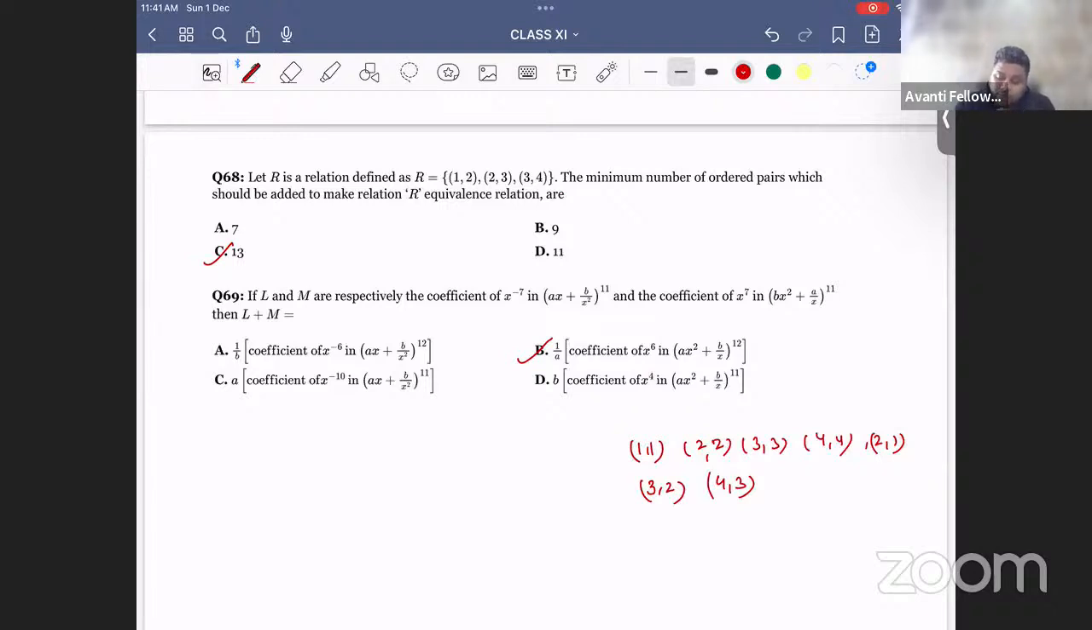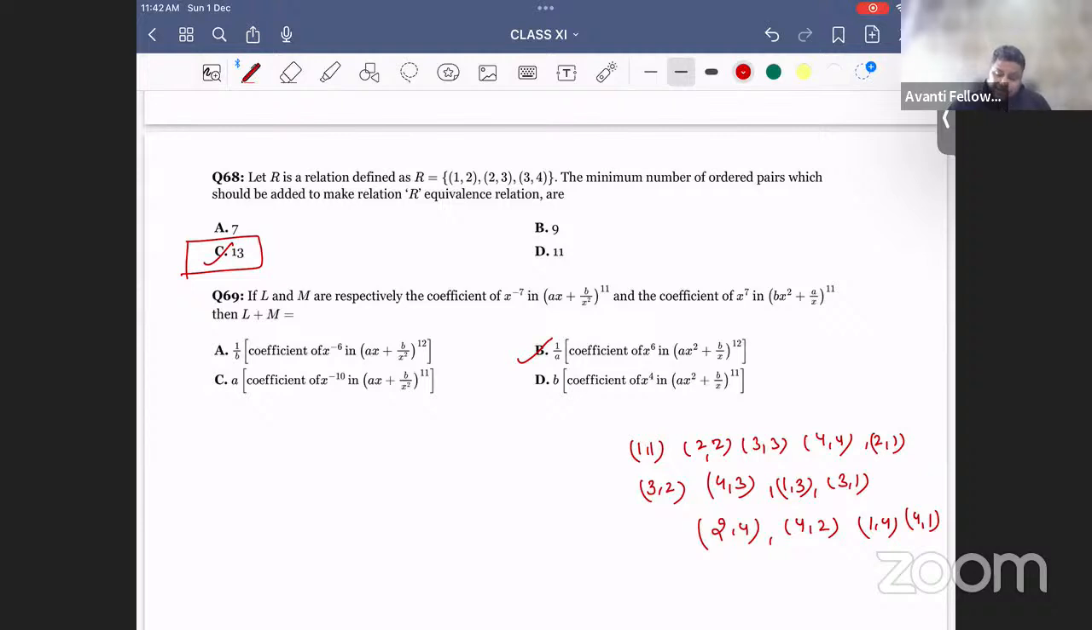Am I clear? Now (1, 2), (2, 3), then (1, 3) should be there. Now if (1, 3) is there, then (3, 1) should also be there. Now (2, 3), (3, 4), then (2, 4) should be there. If (2, 4) is there, then (4, 2) should also be there. Now (1, 3), (3, 4), then (1, 4) should be there. And then (4, 1) should also be there. So 13 elements should be there to make this relation an equivalence relation. Got it?